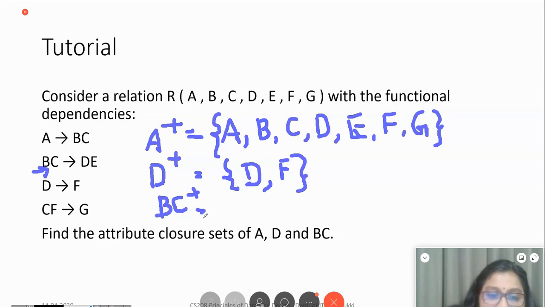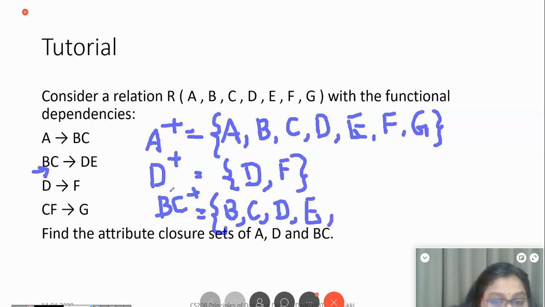Similarly, when finding the attribute closure of BC, B and C are members. Okay, then B and C together, yes, there is an FD with them on the left side. So D and E also become members, isn't it? And because D is a member, D determines F. F also becomes a member. Then C and F are already members, so you can add G also. That's it, isn't it?